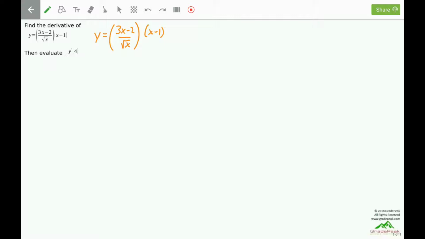One option is to use the quotient and product rule together. Another option is to take the product directly by putting that x minus 1 over a 1. We can now multiply the numerators, 3x minus 2 times x minus 1, over multiply the denominators, the square root of x times 1, which is the square root of x.